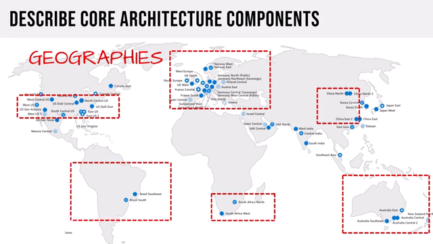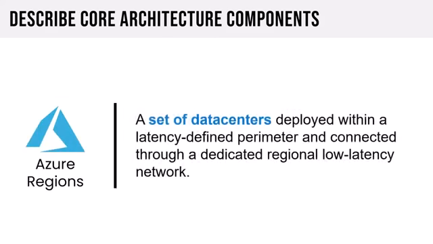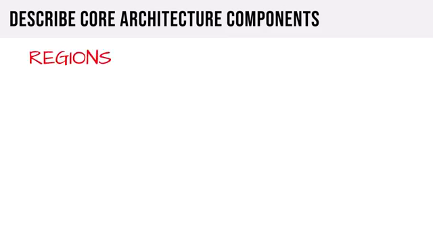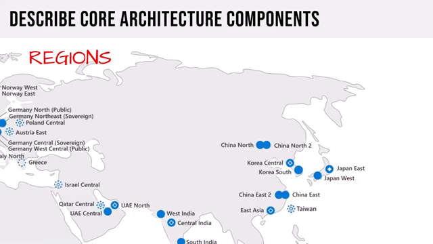You see Africa, you see South America. Similar concepts exist in AWS and Google Cloud Platform. And then we have regions. So this is a set of data centers deployed within a latency-defined perimeter and connected through a dedicated regional low latency network. So regions, we'd call these. If I just look at the map here, you can see Azure includes regions all around the world.